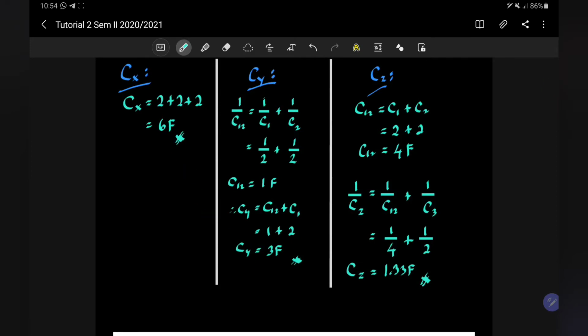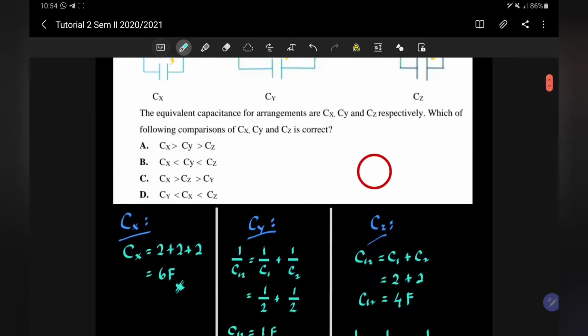So which one is greater? The greatest one is Cx, isn't it? So Cx is greater than Cy, which is greater than Cz. Which answer is correct? Cx greater than Cy greater than Cz. So the answer is A.